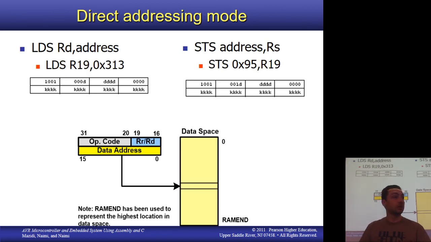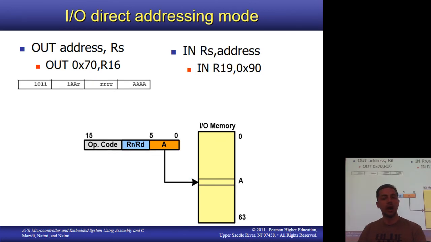Direct addressing mode you've seen. LDS and STS. It's some 5-bit quantity for the destination, and the source is 16 bits of address. Whether it's STS or LDS, they're both direct addressing modes. No big problems there? We've seen those. IO direct addressing mode. Same thing, but we use a small subset of memory to talk about just the IO portion. IN and OUT. SBI and CBI.